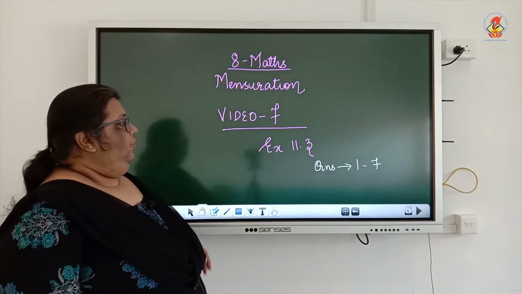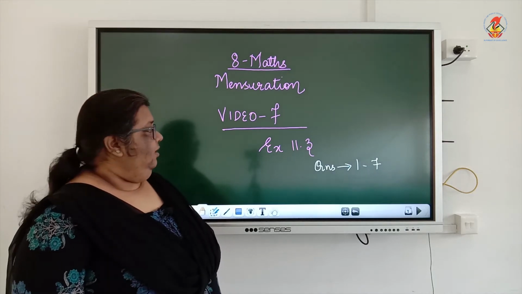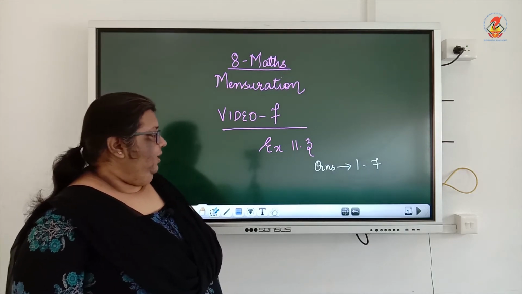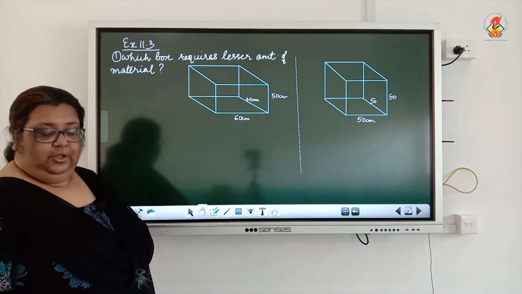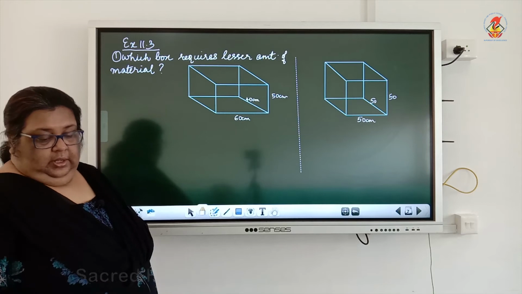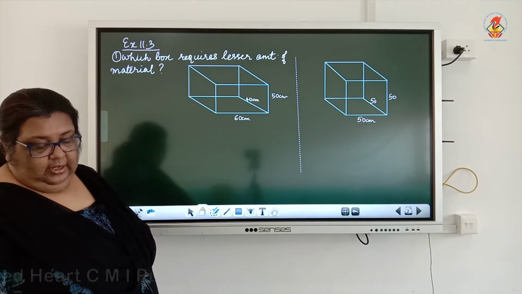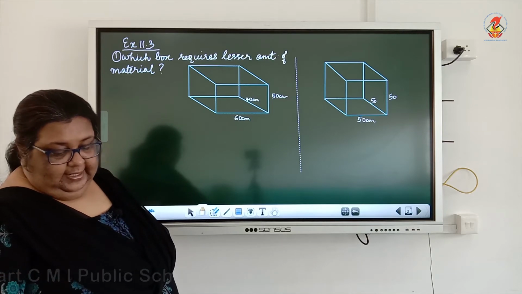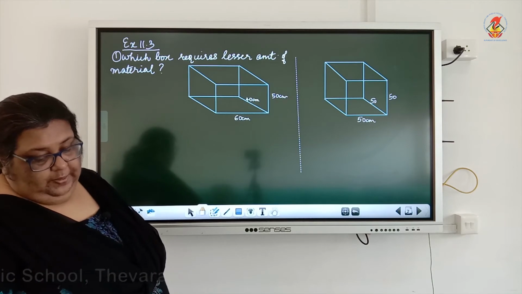We'll continue doing the problems of cube, cuboid and cylinder. Exercise 11.3. First question. Children, you can take your textbook also with you. There are two cuboidal boxes as shown in the figure. Which box requires lesser amount of material to make?